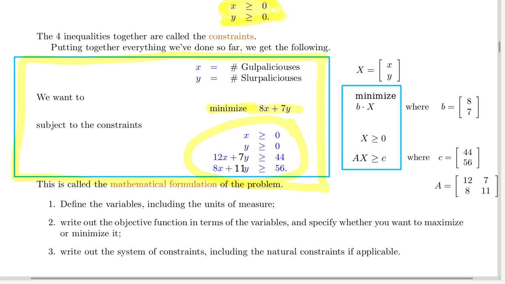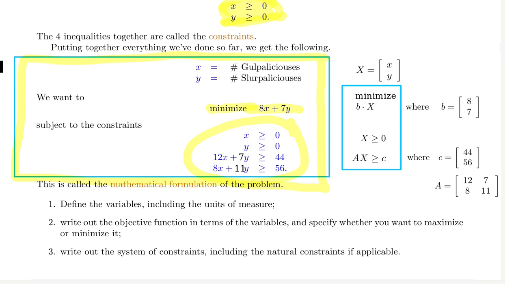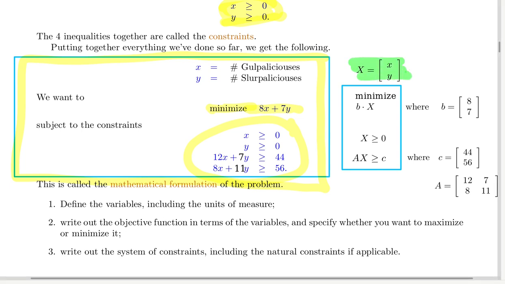We will think of the variables x and y as being a matrix, or rather a column vector of variables, right? So capital X will be the vector little x little y, and then we can also express the objective function 8x plus 7y. That has the form of a dot product, right? It's like we took the vector xy and we dotted it times the vector 8, 7.